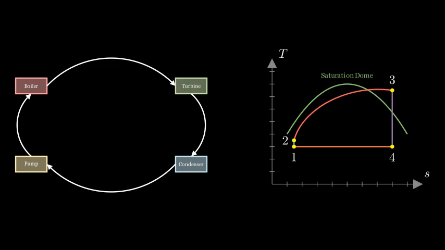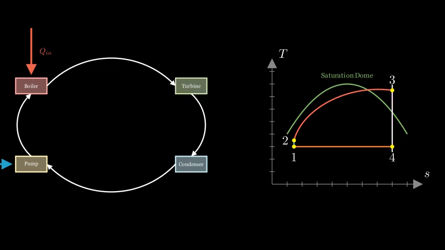We'll start at state 1, where we have saturated liquid water leaving the condenser. First, the water enters the pump, where its pressure is increased. This is an almost isentropic compression requiring work input. Next, this high-pressure water enters the boiler. Here, heat is added at constant pressure, turning the liquid into high-temperature superheated steam.